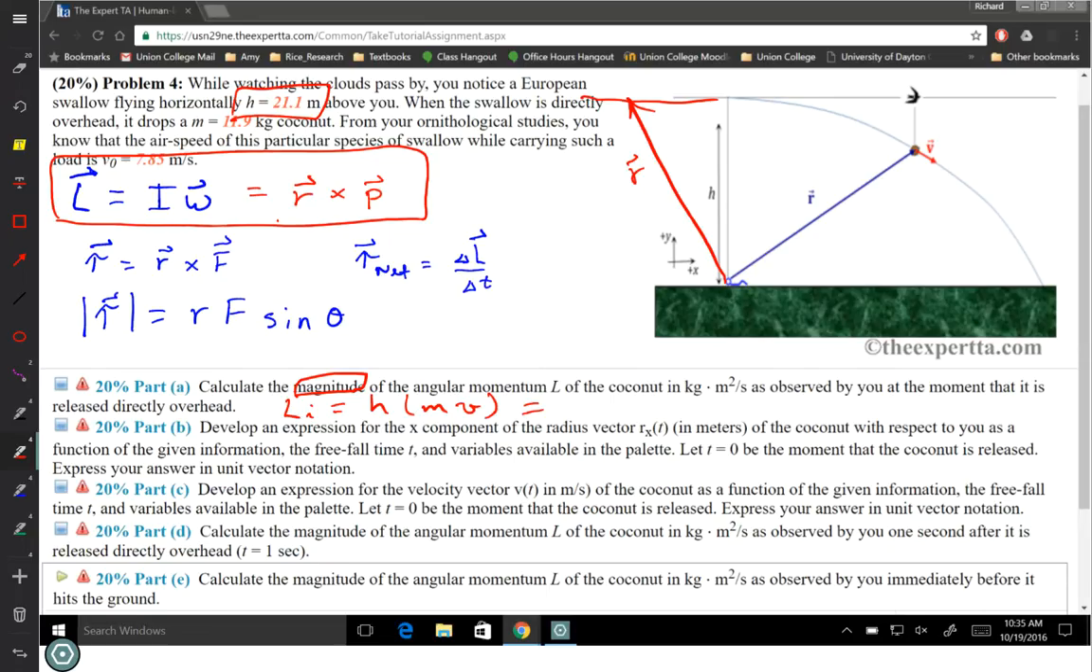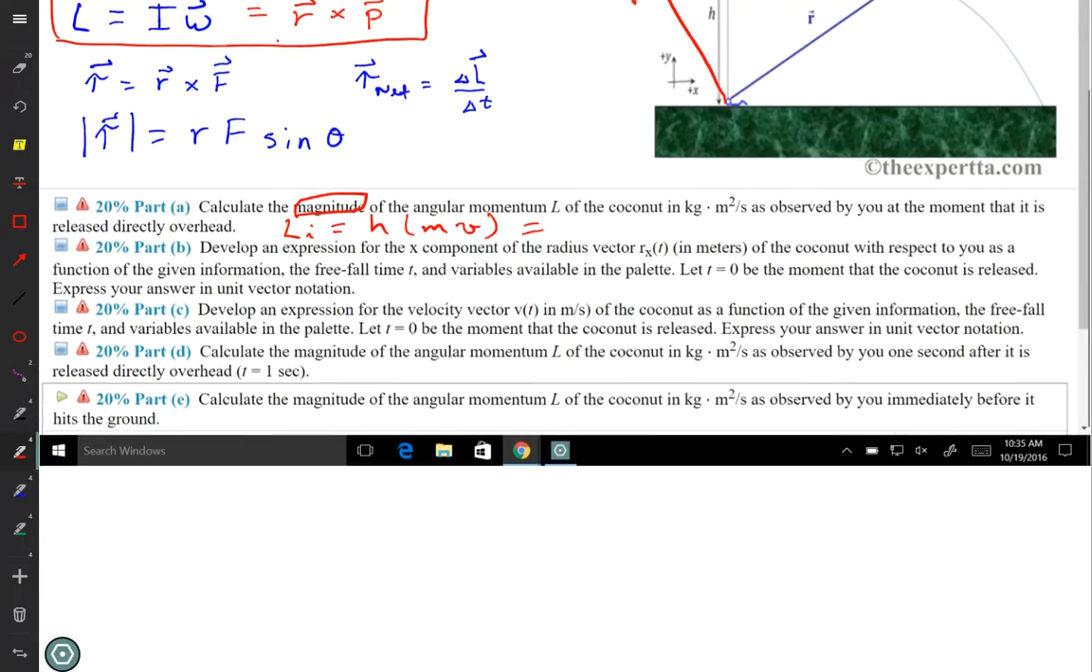Now, when you get further, I'm going to jump down to, I think it's D. Yes, D: calculate the magnitude of the angular momentum 1 second after it drops the coconut. Angular momentum is not conserved in this problem. The problem before this, you'll also benefit by using the angular momentum as R cross P. But in that problem, the angular momentum was conserved. Here, the angular momentum is not conserved. What's the difference? What makes the difference in when angular momentum is conserved versus not conserved?